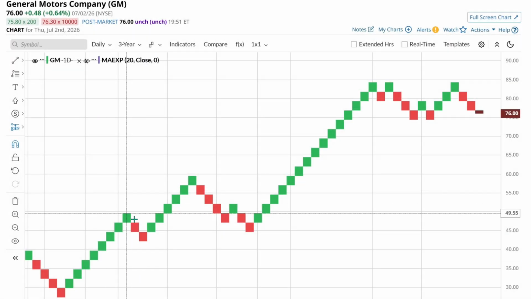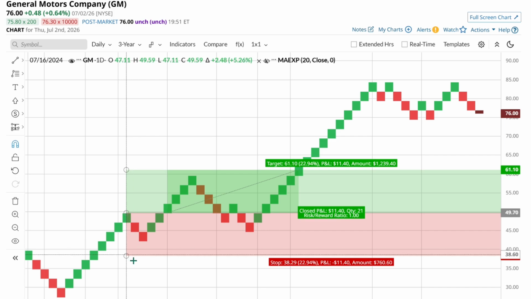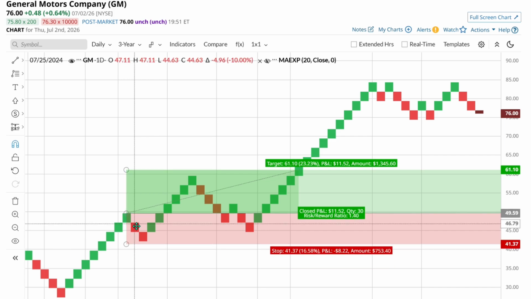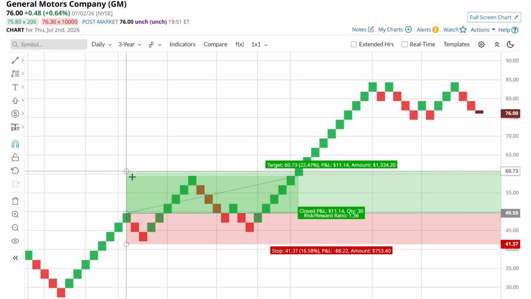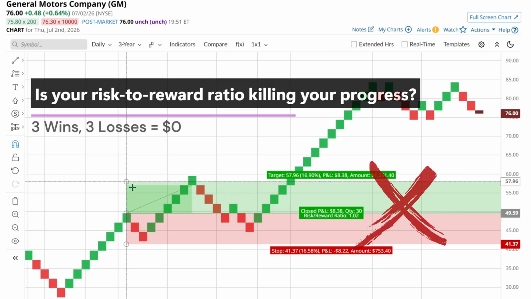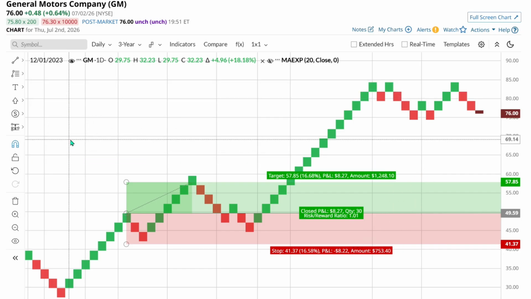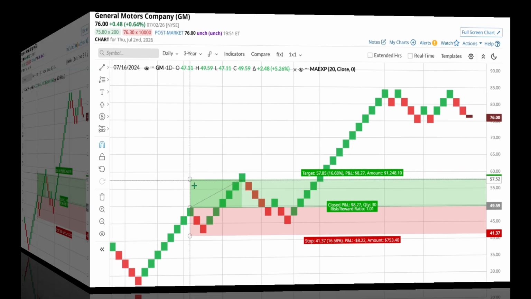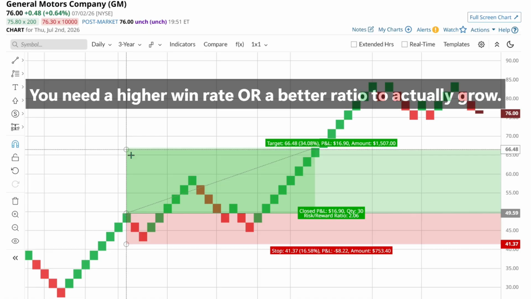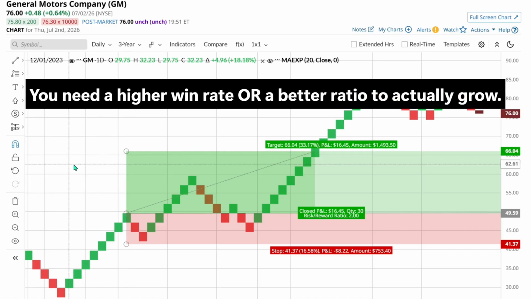Step 8. Manage your risk. Even a great strategy can fail if position sizing is poor. I never want one bad trade, or even one bad week, to erase months of progress. Risk management isn't the most exciting topic, but it's one of the biggest reasons traders survive long enough to become consistently profitable.